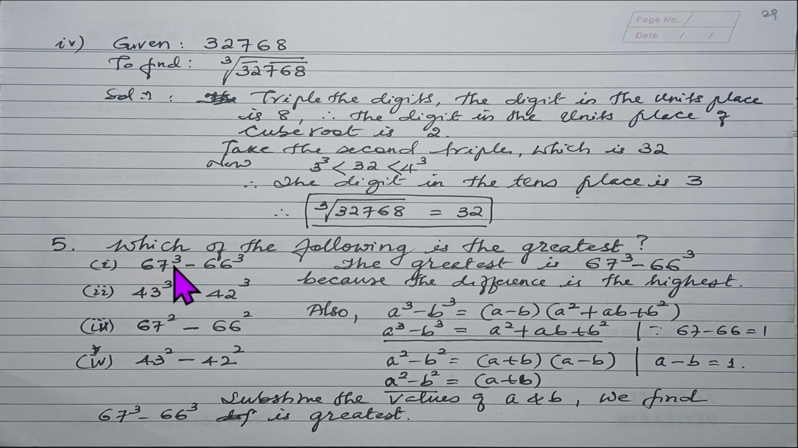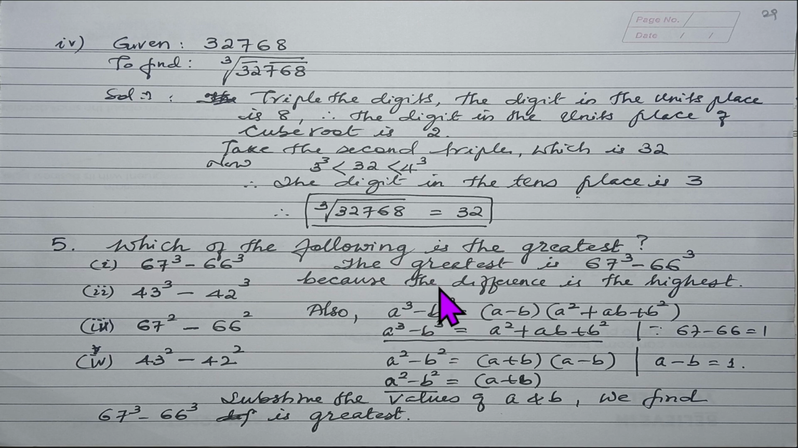Now the next example is, which of the following is the greatest? That means 67 cube minus 66 cube, 43 cube minus 42 cube, 67 square minus 66 square, 43 square minus 42 square. It is very clearly visible to us here. 67 cube minus 66 cube is the greatest, because the values will be much bigger, because it's a cube number. 67 cube is a cube number, they're much bigger.